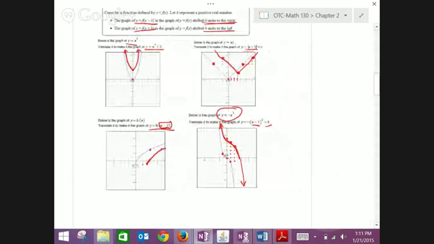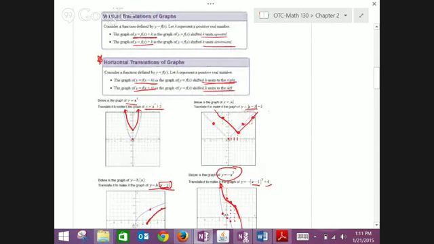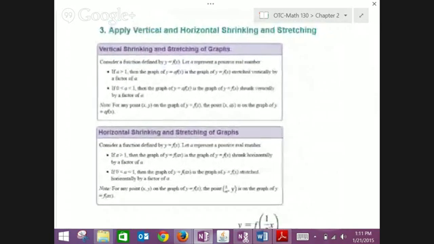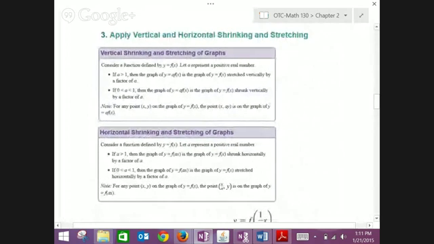Key thing is to remember the x moves counterintuitive, but the y is going to move up if the k is positive or down if the k is negative. And then there's vertical and horizontal stretching and shrinking, and it's going to be along the same lines. The y manipulation is going to work just like you think. If it's multiplying by 2, it's going to be stretching it. If it's multiplying by 1/2, it's going to be shrinking it in the y direction, sorry. That's going to be straightforward.